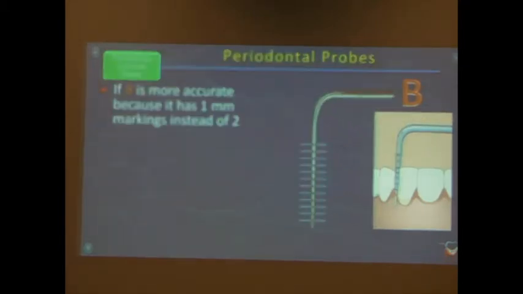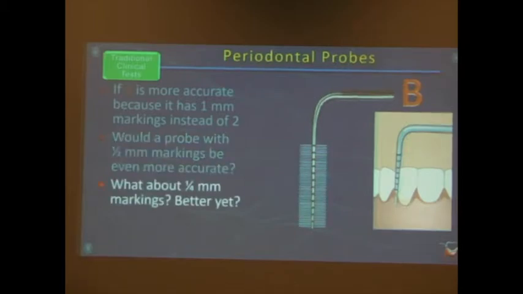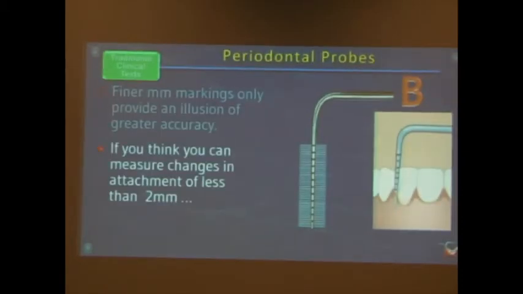Well, if probe B is more accurate because it has finer lines on it to give you a greater degree of accuracy, what if we mark them at half millimeter intervals? Would it be twice as accurate as a 1 millimeter probe? What if we marked it at 1/4 millimeter intervals? So the lines on a periodontal probe give you the illusion of accuracy, not accuracy. If you think that you can measure changes less than 2 millimeters, you're delusional.